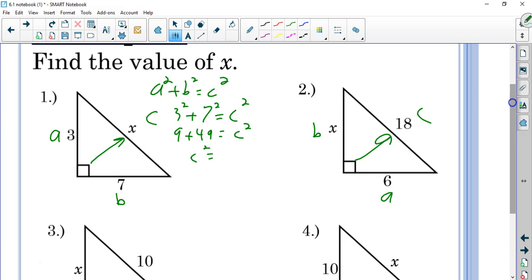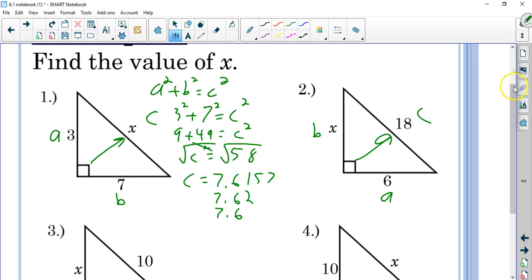So this is 9 plus 49 is c squared. So c squared is equal to 58. But I don't want c squared. I want c. So to get rid of squaring, I square root. Whatever I do to one side, I must do to the other. And then if I take the square root of 58, I get the decimal 7.6157, a bunch of sevens. So depending on where you're asked to round it to, this would be 7.62 or just simply 7.6, whether you're asked to round to the hundredths or tenths spot. All right?